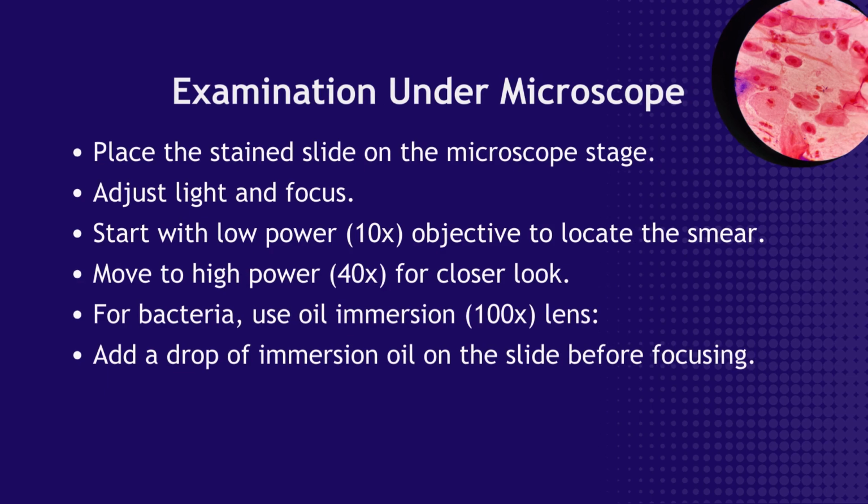Examination under microscope. Place the stained slide on the microscope stage. Adjust light and focus. Start with low power 10x objective to locate the smear. Move to high power 40x for a closer look. For bacteria, use oil immersion 100x lens. Add a drop of immersion oil on the slide before focusing.